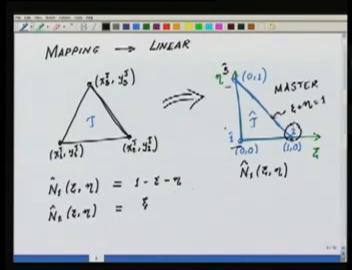So this becomes psi, one can check. Similarly, n3 hat as a function of psi and eta will be equal to eta. So by doing this mapping, I have, at least in principle, constructed the corresponding mapped versions of the shape functions. So how can I define the geometry mapping?